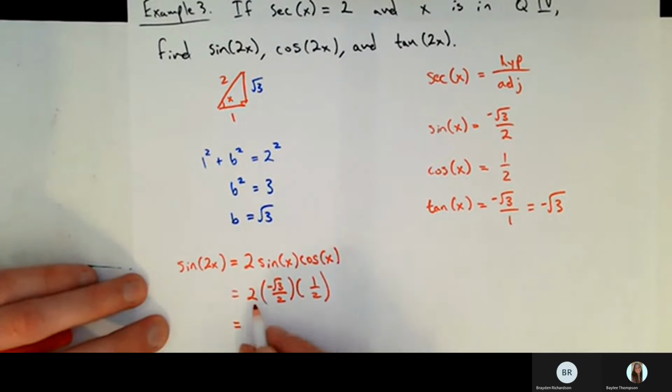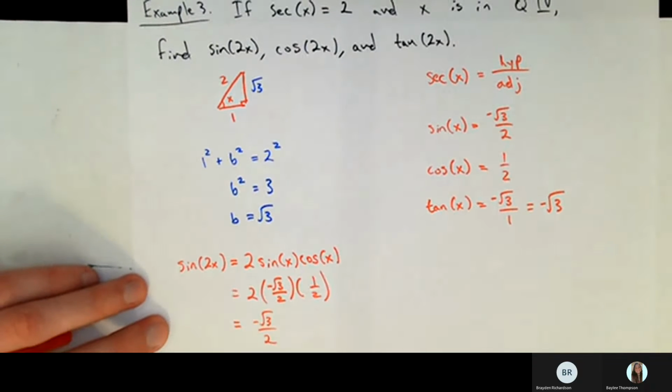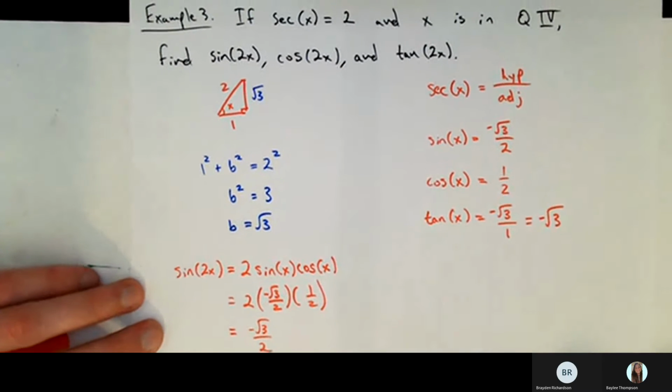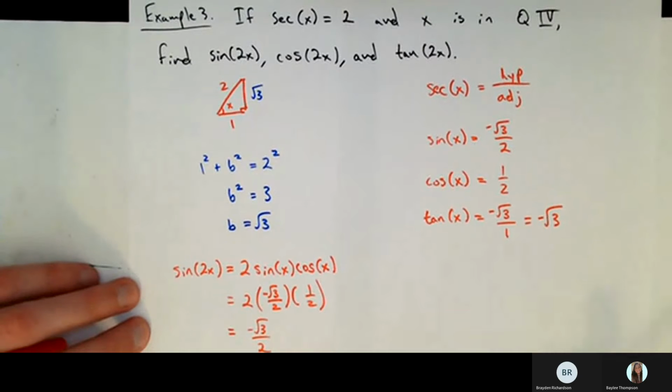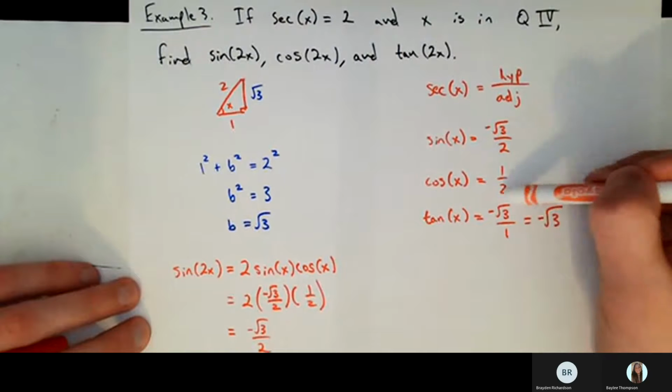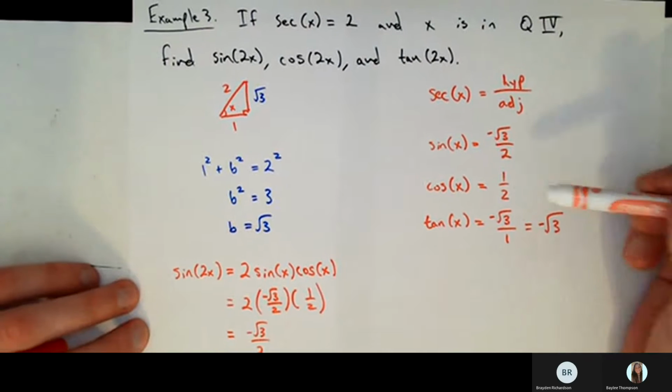What am I going to end up with here? One of the 2's will cancel with that 2, and then there will be another one. So square root of 3 over 2. That's interesting. It just ended up being exactly what sine of x was equal to. That's a consequence of this being a special angle. You may recognize these fractions, these outputs. We got square root of 3 over 2, 1 over 2.